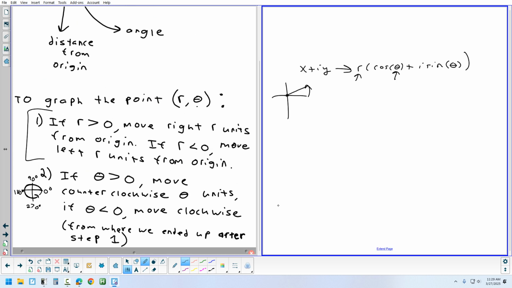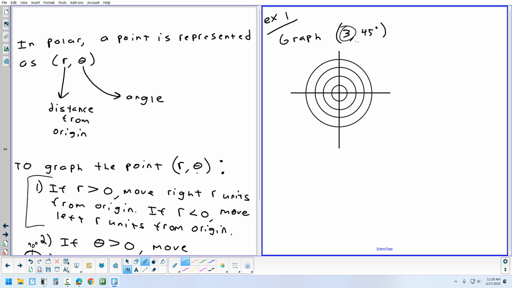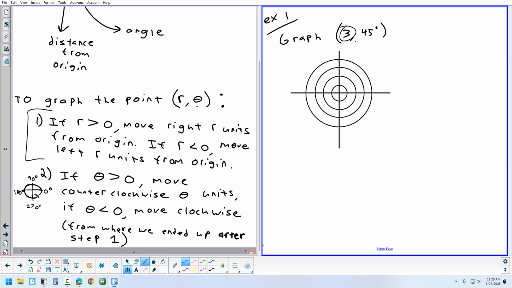Keep that there. I'll keep the directions up while we do the first one. Okay, so first thing, is R greater than 0 or less than 0 in example 1? Greater than 0. So starting at the origin, I'm going to go which way? To the right. How many? 3 units. Okay, I can put a temporary mark there. That's not my answer. But that's where I'm going to start now for step 2.